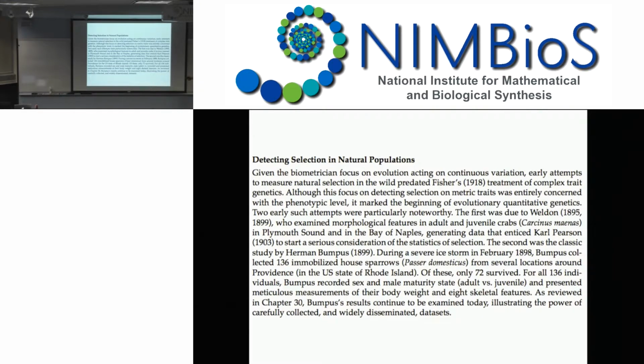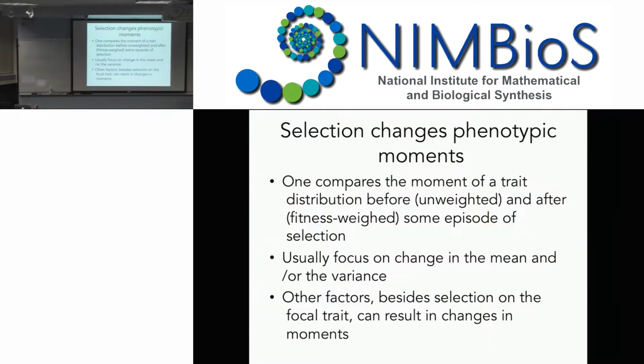What I just said, right? So basically, here's Weldon. So he had 136 and 72 survived. So that's actually not too bad. So how would you detect selection in these type of samples?